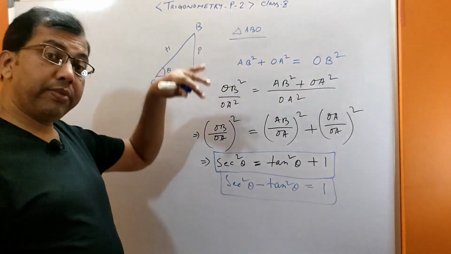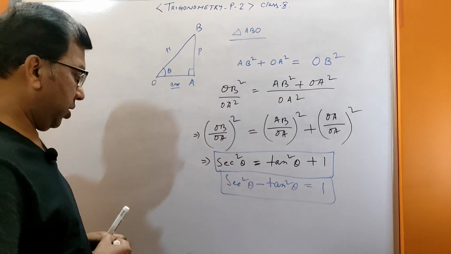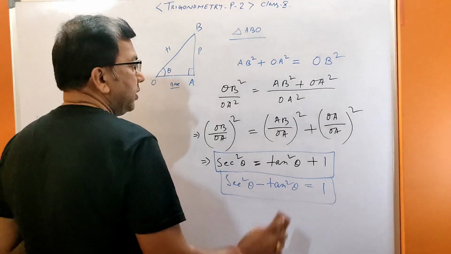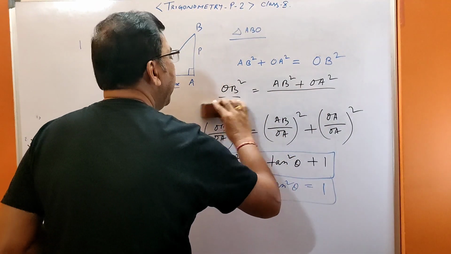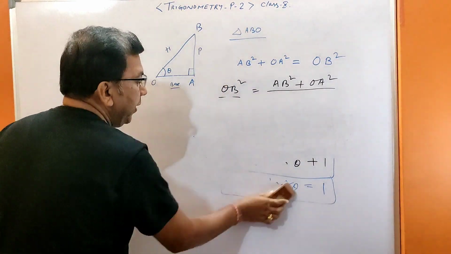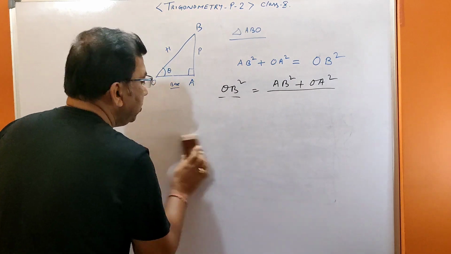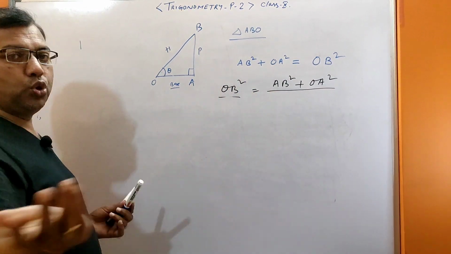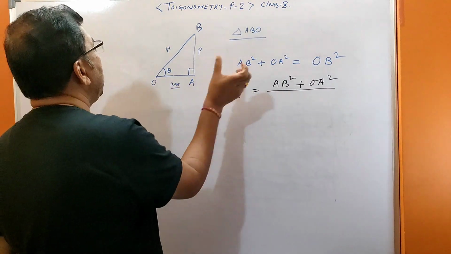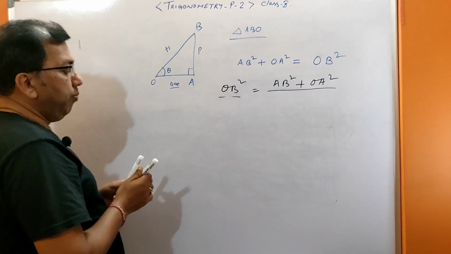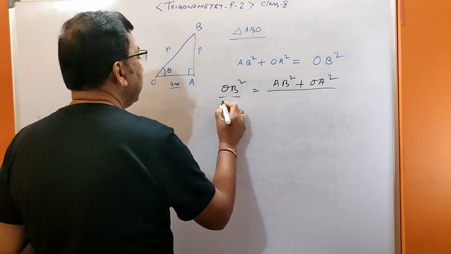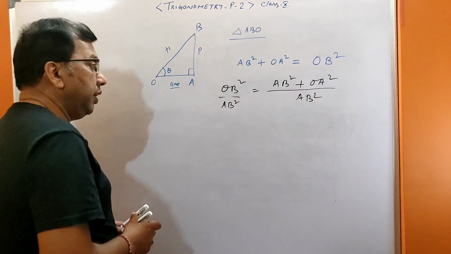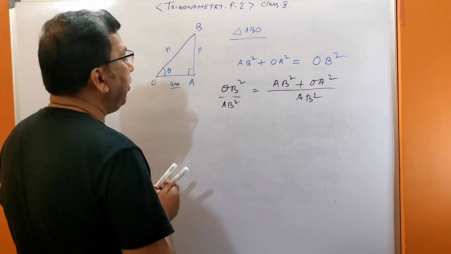Remember this very carefully, how you have got it. In case you have forgotten, do it in this way. Next, the same thing, the third one. By dividing sometimes by hypotenuse, sometimes by base, sometimes by perpendicular, we are getting so many relations. Now if you divide OB square, OA square, AB square, both sides by AB square, what do we get? You are also getting OB by AB, same thing.